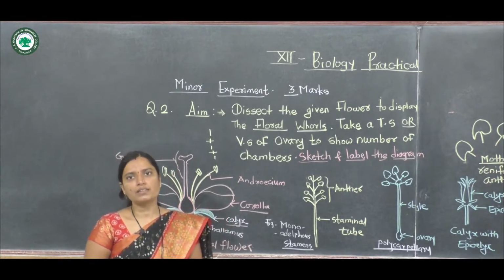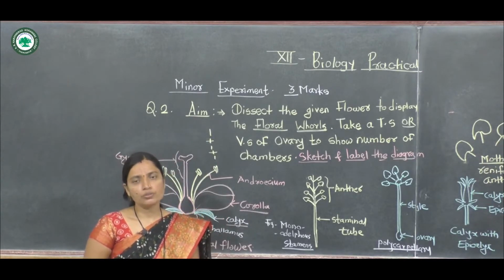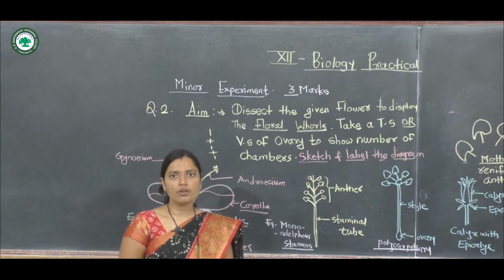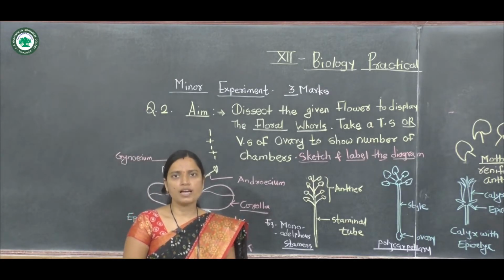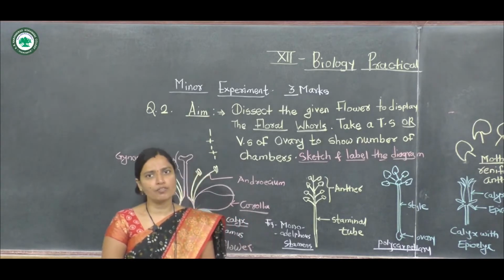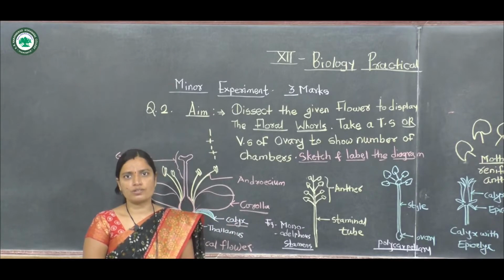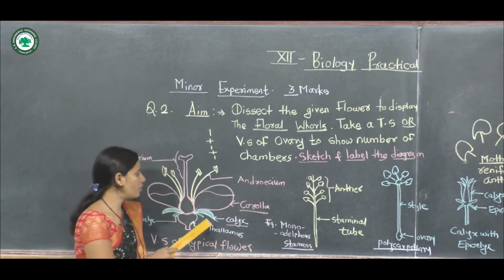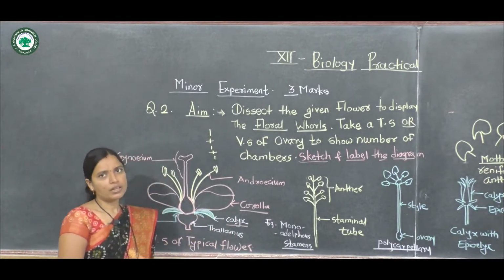The calyx is green in color and carries out photosynthesis. It is green because chlorophyll pigments are present, and this pigment is important for photosynthesis. This green part of the flower is called the calyx.